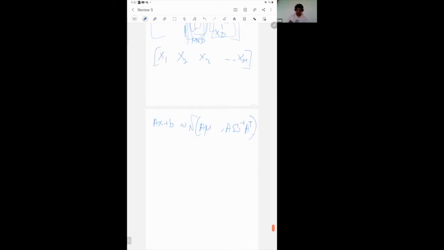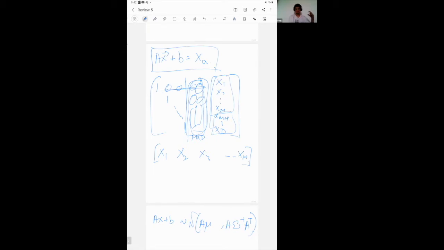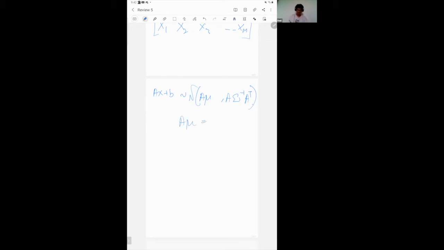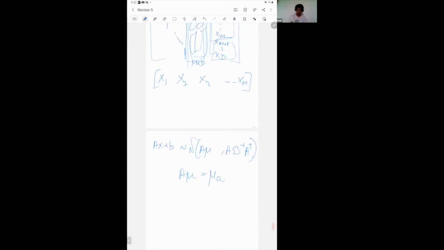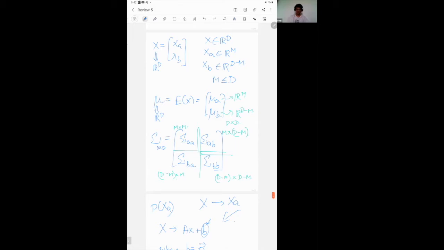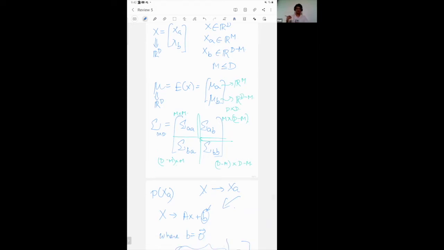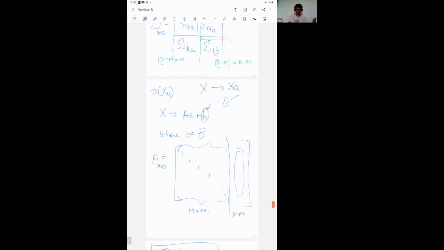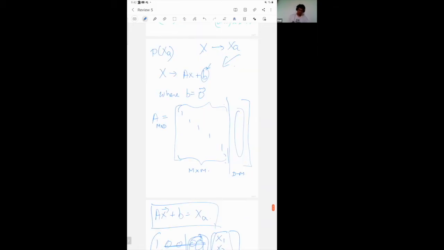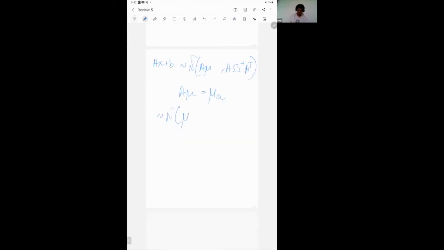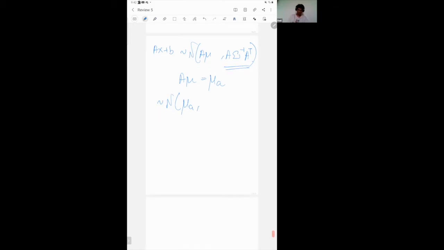Now, just as AX extracts the first m of x, the A mu part extracts the first m variables of mu. As shown earlier, AX extracts the first m elements of vector x, and A mu will extract the first m elements of vector mu, which is just mu A. So this now is simply mu A. Now what I want to show is that A sigma A transpose gives us sigma AA. So sigma AA is just this first term.